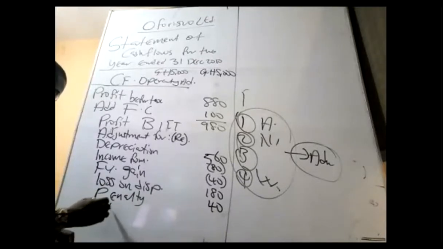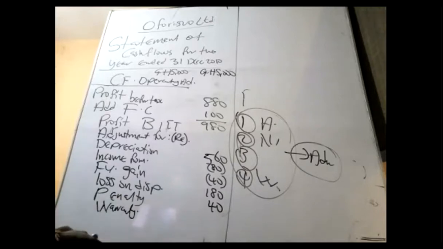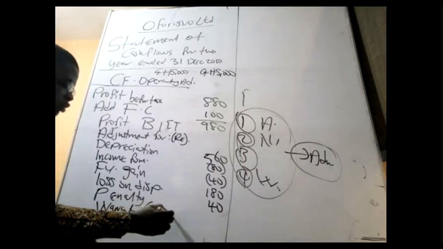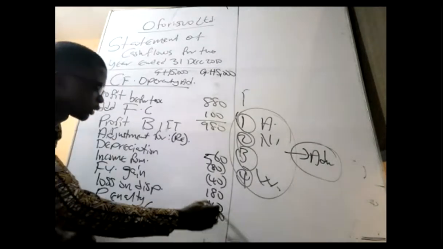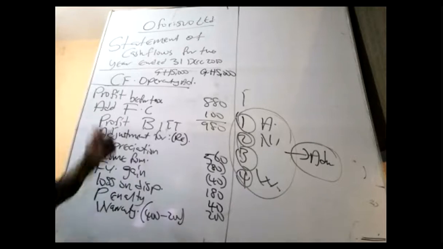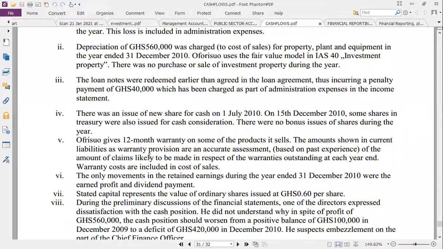So warranty provision, bracket 400 less 200. The answer is what? 200. Now they have subtracted because that's an increase, so we are adding back. Perfect. The next item on the list is to come through and see whether you can with everything.